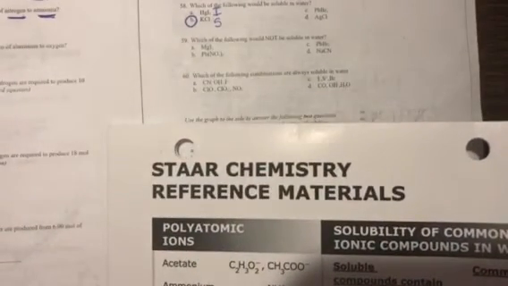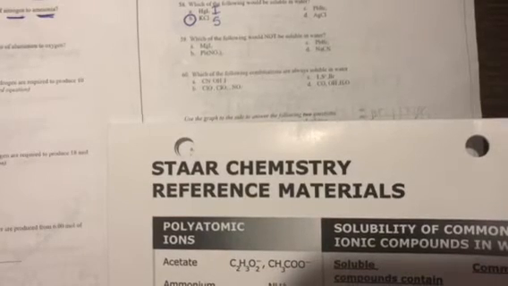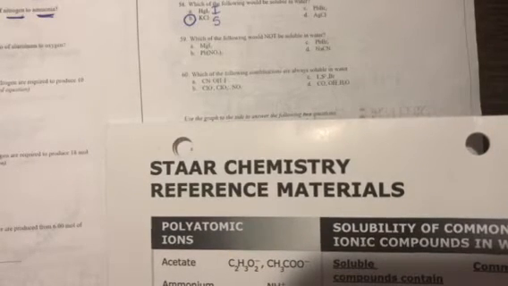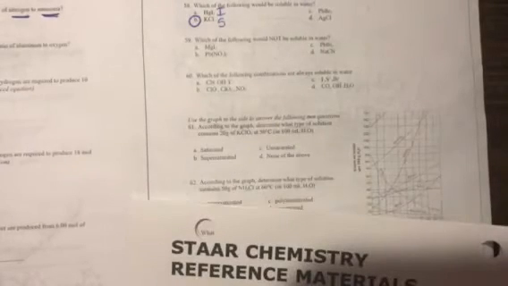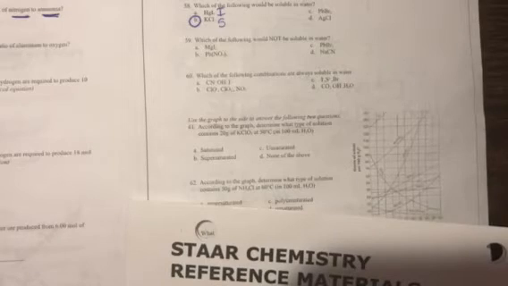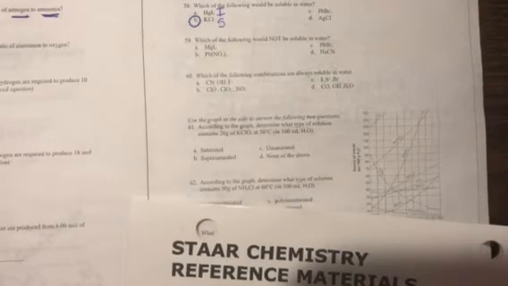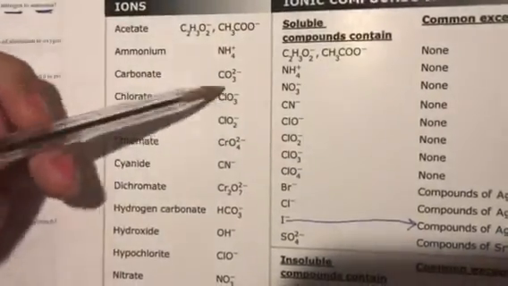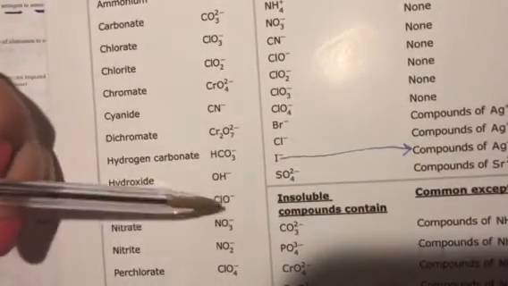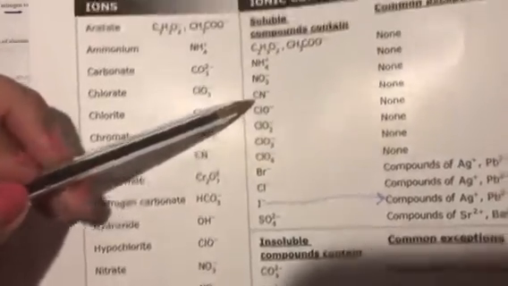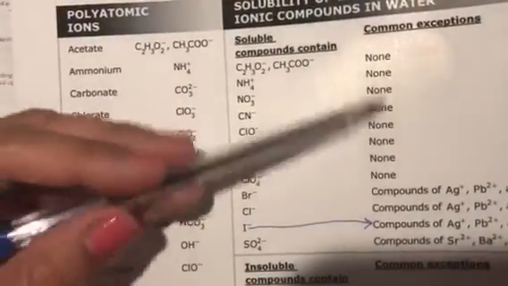59. Which of the following would not be soluble? So I'm just going to start at the top. Hold on. Which of the following combinations would not be soluble in water? Okay, well, CN is soluble no matter what. And you probably won't have a question that looks like this. We don't usually. Here's CN. It says it's soluble no matter what. There's no exceptions.